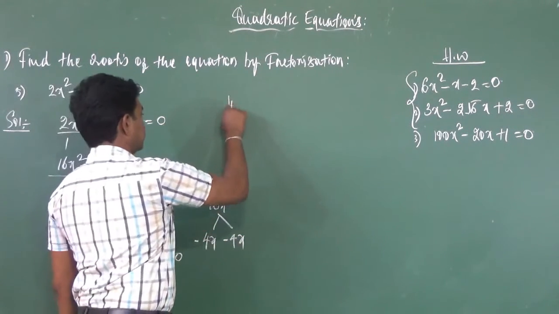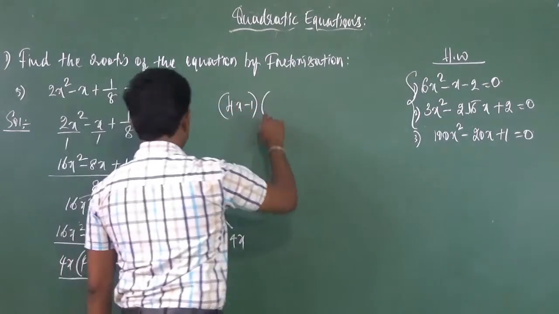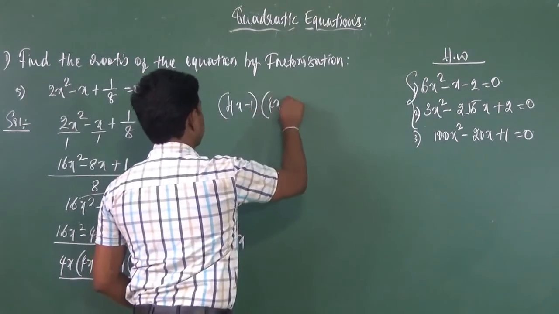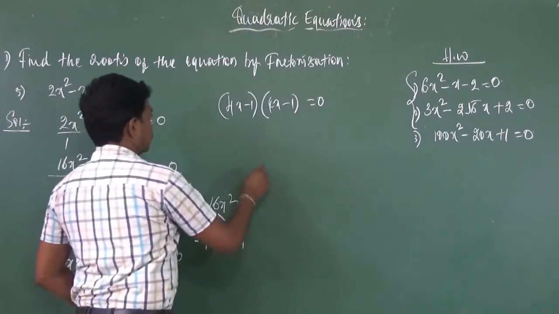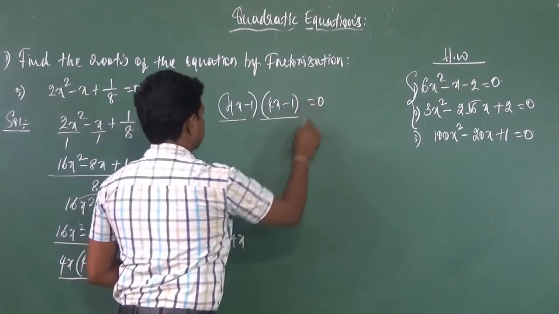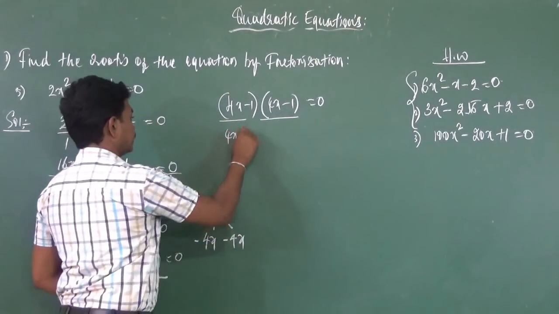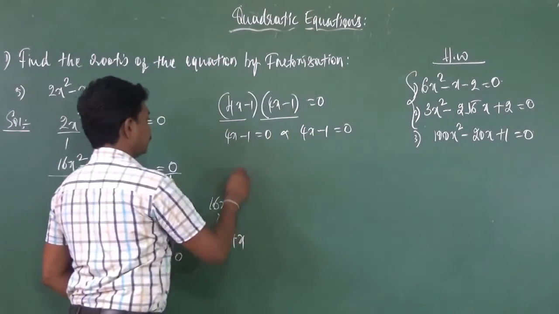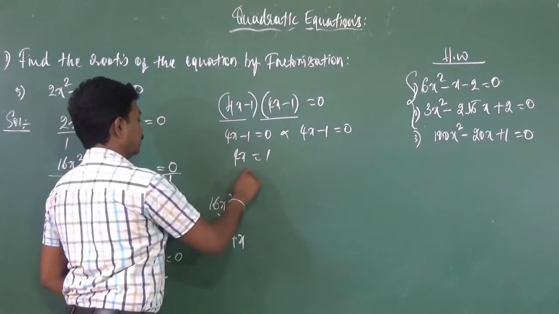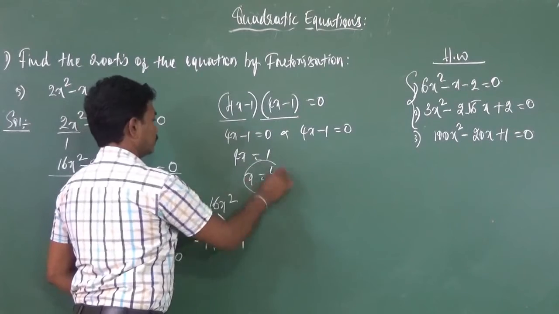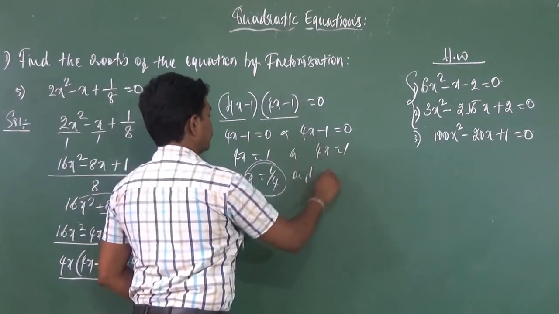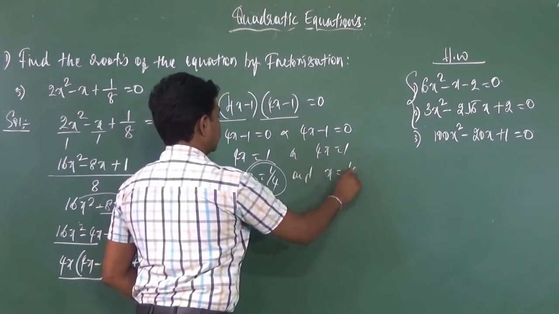So 4x minus 1 into left over is 4x minus 1 again. 4x minus 1 is equal to 0. So m into n is equal to 0. So therefore 4x minus 1 is equal to 0 and 4x minus 1 is equal to 0. So 4x is equal to 1, x is equal to 1 by 4, and 4x is equal to 1. So x is equal to 1 by 4.